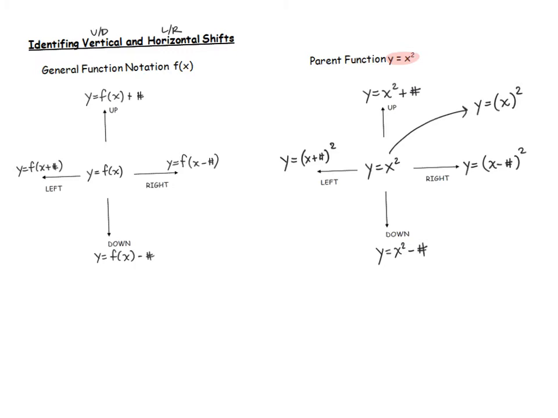Within the function means that if we look at our general notation, it's shifted left or right, and these are opposite symbols. So right would be a minus symbol, left would be a positive symbol.